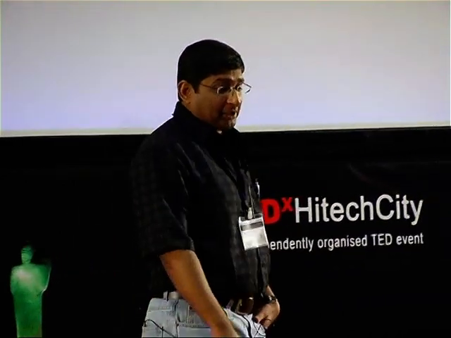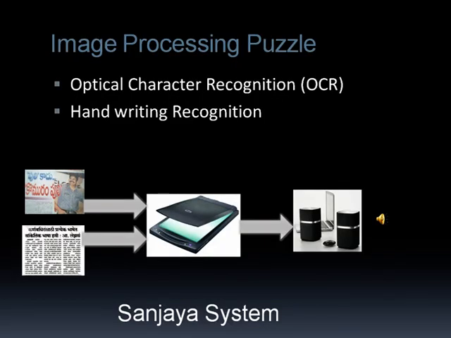Then the image processing puzzle, and this is about optical character recognition and what we call handwriting recognition, either while you are writing or once it is written and available. So with this, what is possible is again very, very interesting.